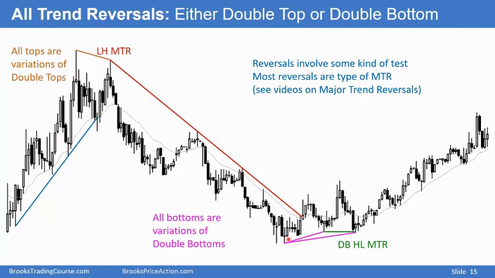A bear trend, and then a test of the bear trend, here and again here, creating some kind of a double bottom. And the bear trend fails to continue down, and the market goes in the opposite direction. The bull trend tried to resume, but it failed a second time, creating a double top, and that led to the reversal.